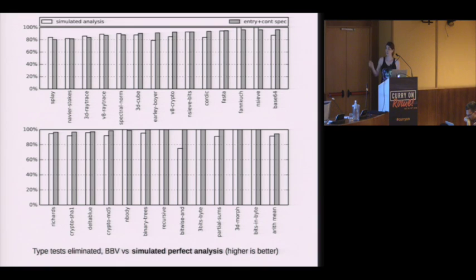And then we do the same thing with basic block versioning, except we check how many type checks are actually executed at runtime. And what we have is that basic block versioning, on average, at the bottom right, performs a little better than a simulated perfect analysis. So you might ask, how is that even possible? How can you do better than a perfect analysis? Well, the difference is that basic block versioning, because it can separate and duplicate code paths, can transform the code.